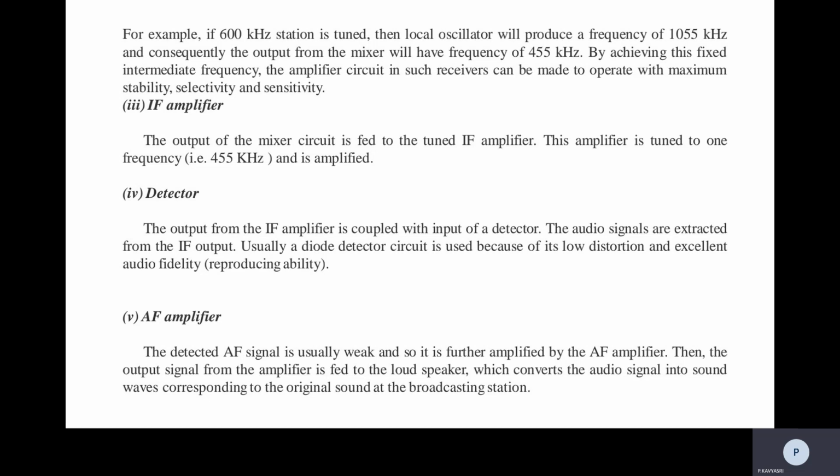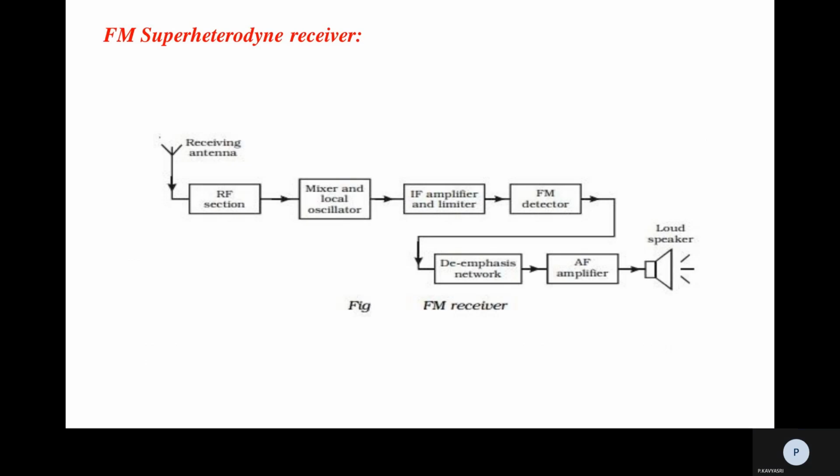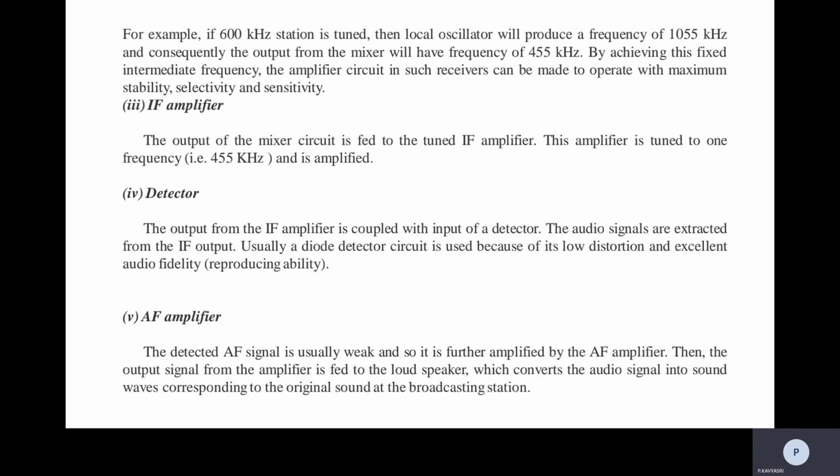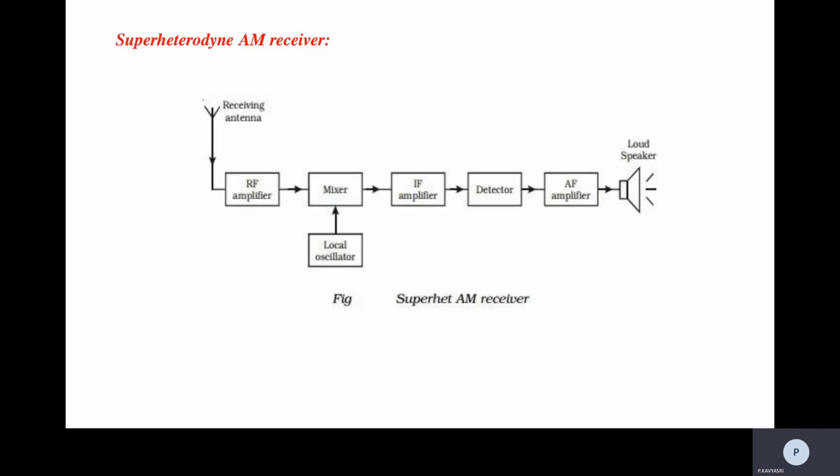Next we have an AF amplifier. The detected AF signal is usually a weak signal, and to amplify it further, we give it to the AF amplifier. Then the output signal from the amplifier is fed to the loudspeaker, which converts the audio signal into a sound wave corresponding to the original sound at the broadcasting station. So that is about the AM superheterodyne receiver. These are the various blocks: RF amplifier, mixer, local oscillator, IF amplifier, detector and AF amplifier.